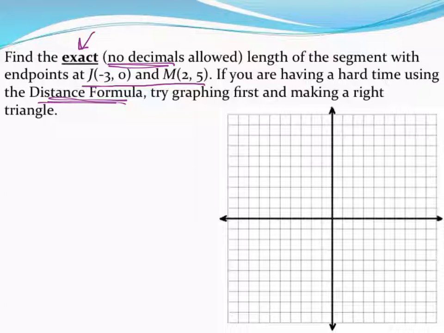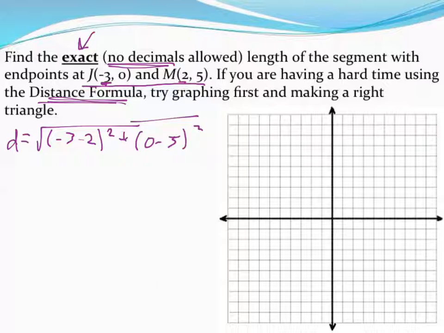So hopefully from your notes you remember that the distance formula is the square root of x1 minus x2, that's -3 minus 2, and then squared, plus y1 minus y2 squared, that's 0 minus 5 squared. Okay? Again, be really careful with your negatives and your subtracting. If you're not good with negatives, just use that calculator. I'd rather use that than get it wrong.